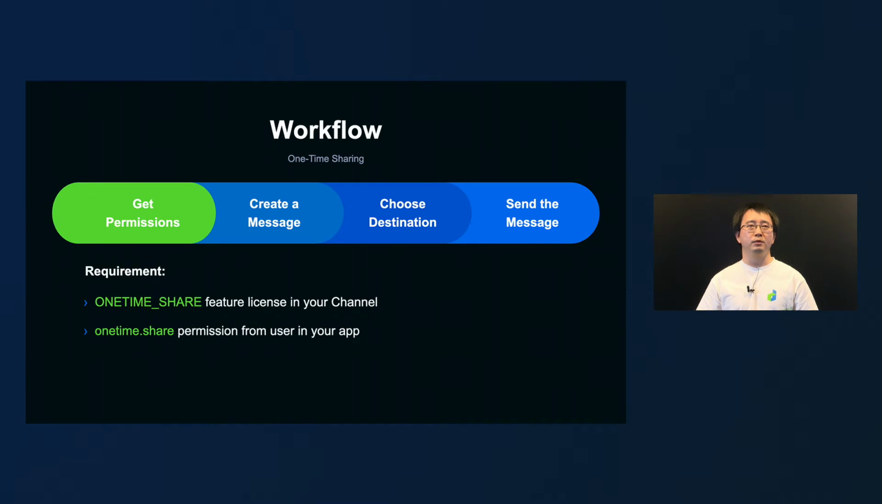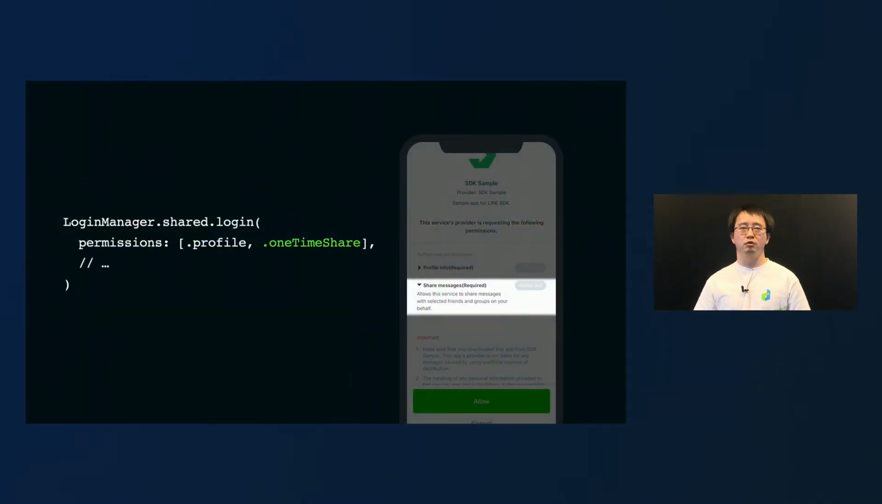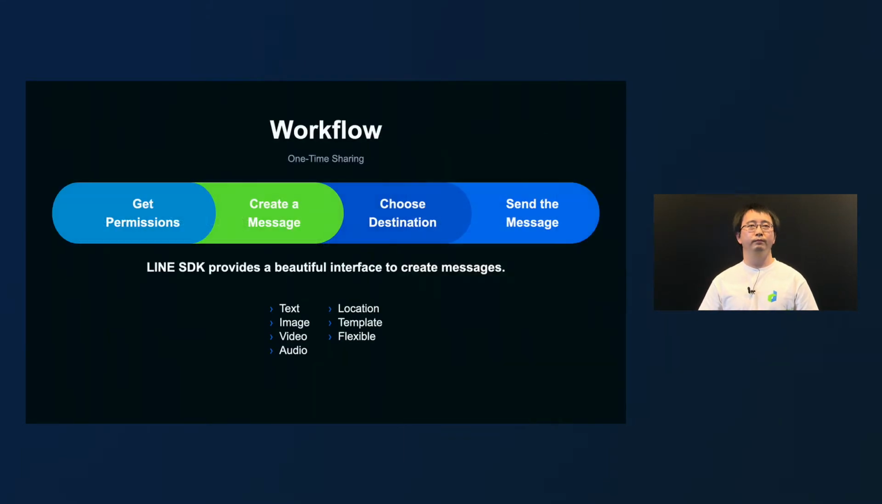First, get the permissions. This year, we added a one-time share feature license you can apply for. And once applied, you can add a one-time.share permission when your user logs into your app. It's very easy. You just add one option to the permission setting when logging in, and the login screen will show it so your user can agree with it.